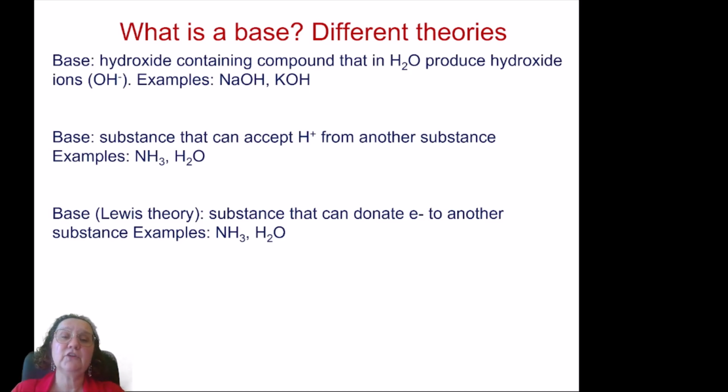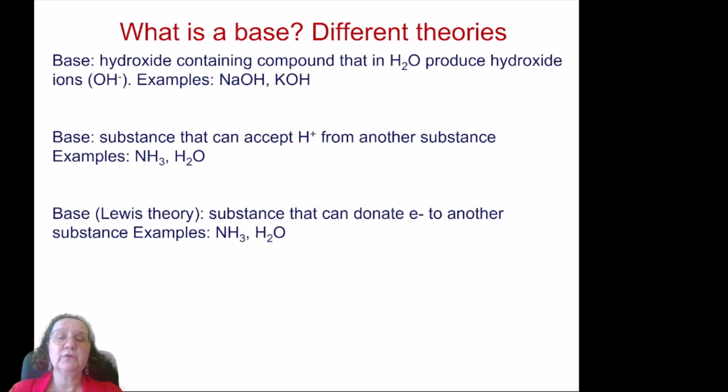The next definition comes from Bronsted-Lowry, which, by the way, are two different people. They define a base as a substance that can accept hydrogen ions from another substance. So they don't preclude what the base is made of. It just tells you what it can do. It can accept hydrogen ions. And this is quite a useful definition, the most common definition when you are doing acid-base chemistry in water solution. It normally covers most cases that you will encounter.